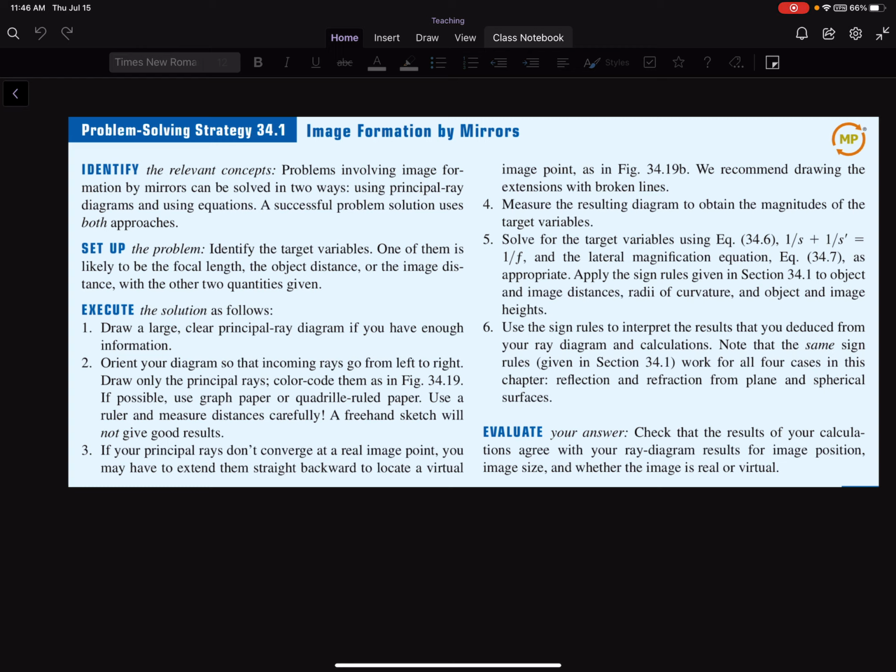Check that the results of your calculations agree with your ray diagram results and image position, and make sure it all makes sense. Try to determine the image size and whether the image is real or virtual and what that all kind of physically looks like. Never just go ham on equations and then forget to evaluate afterwards whether your answer makes sense. All right, so hopefully that helps for figuring out what you need to with these problems.